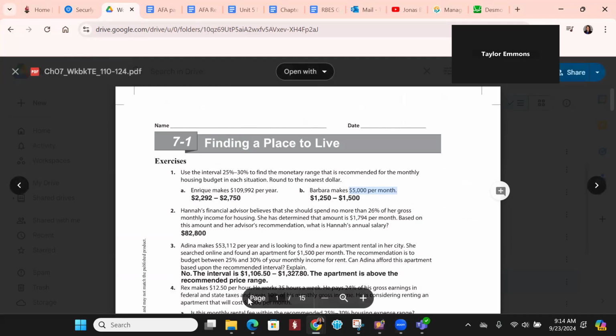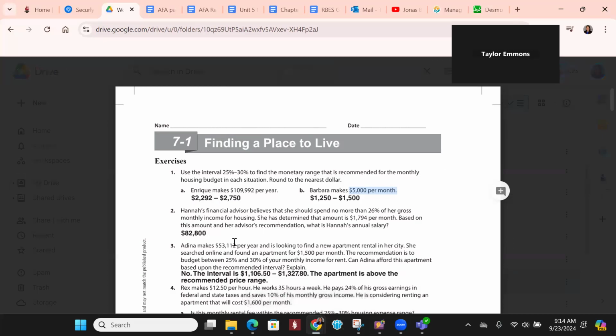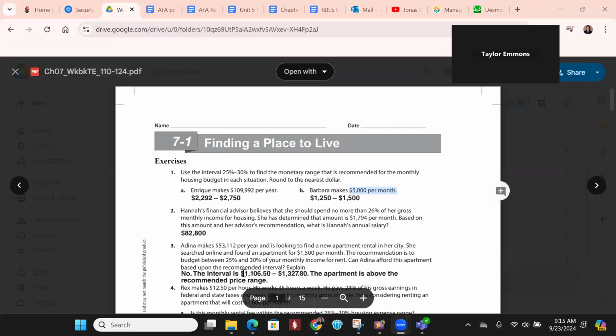All right. On number 3, it says Adina makes $53,112 per year and is looking to find a new apartment rental in her city. She searched online and found an apartment for $1,500 per month. Recommendation in her budget is between 25 to 30%. Can she afford this apartment? So all you're going to do is calculate the 25 to 30%. Here's her interval. And she's trying to spend $1,500. Is $1,500 in between this interval? Then she can't afford that apartment.